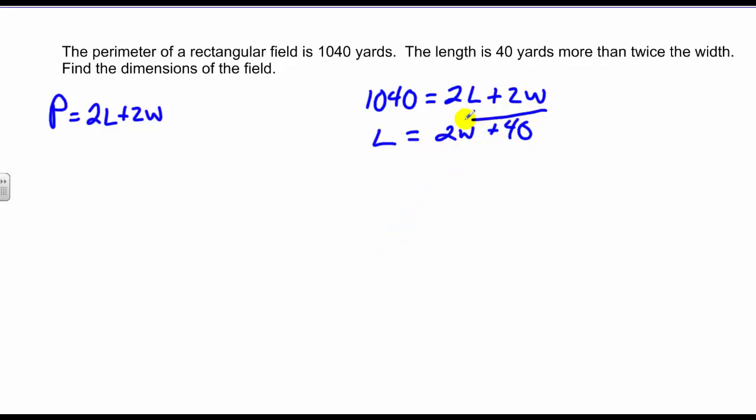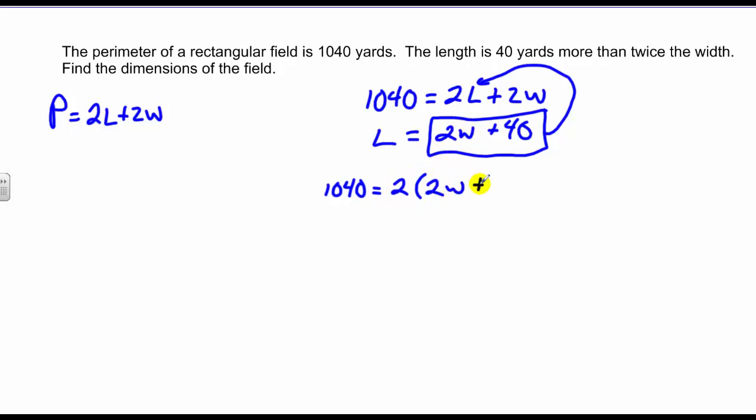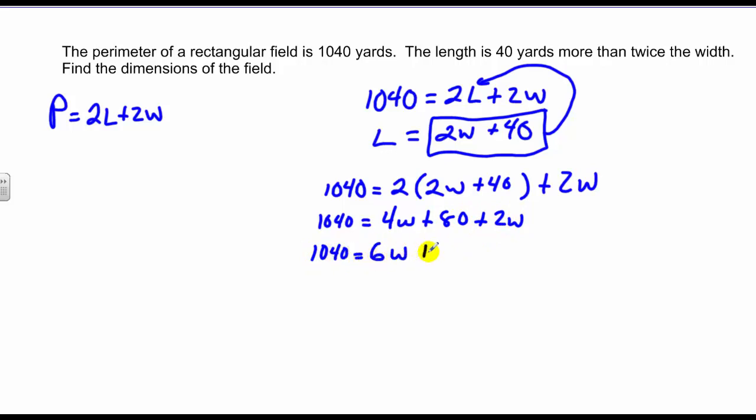This problem's all set up for substitution because I know what L is equal to. So I have 1040 is equal to 2 times whatever the length is equal to, which is 2W plus 40, plus 2W. So 1040 is equal to 4W plus 80 plus 2W. 1040 equals 6W plus 80. Subtract 80 from both sides. I get 960 is equal to 6W. Take and divide 960 by 6, and I get 160.